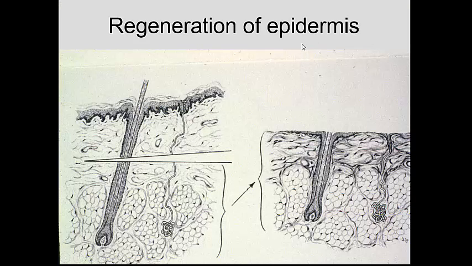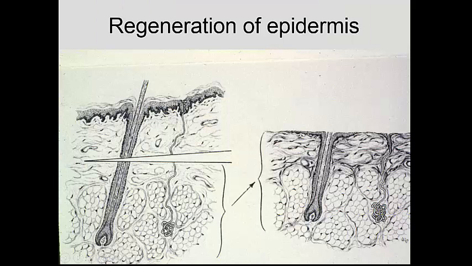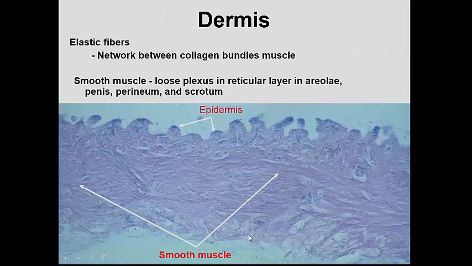Now, in terms of regeneration of the epidermis, if part is removed but it still has sweat glands and hair follicles below it, then it can regenerate the surface from these cells. In fact, that's the different degrees of burn. First degree, second degree, third degree has to do with how deep the cut is. If you cut below the epithelium source, you'll have to have a skin graft in a third degree burn.